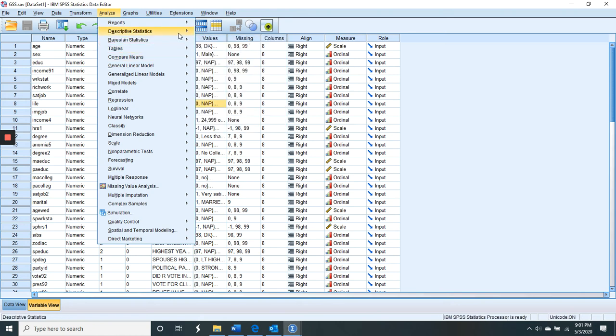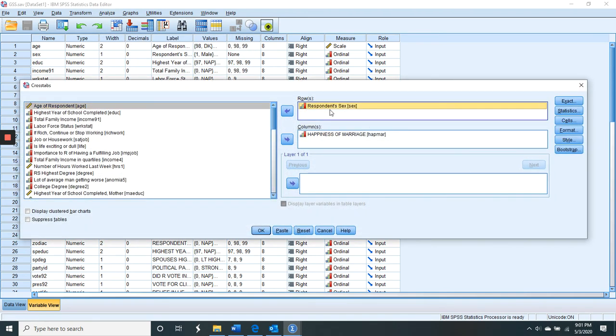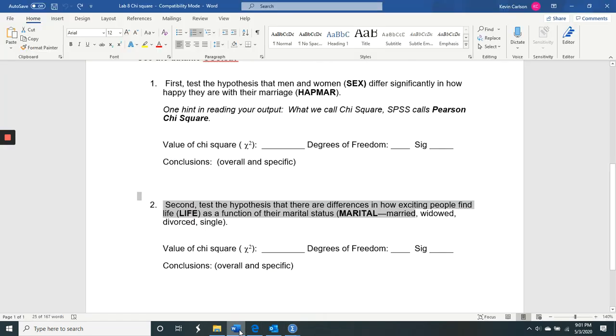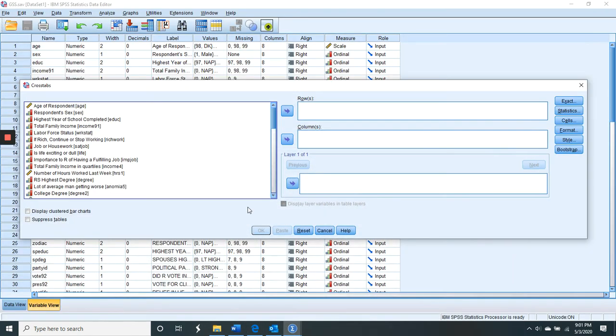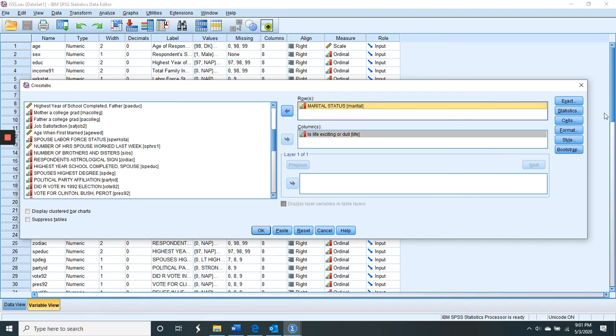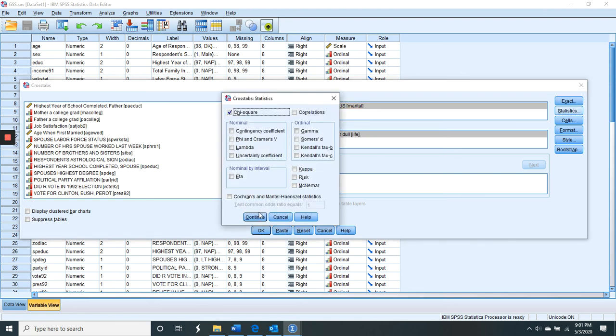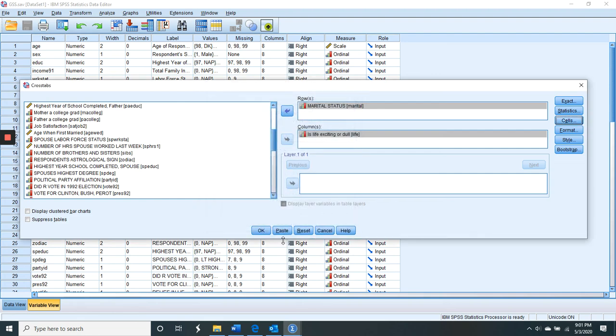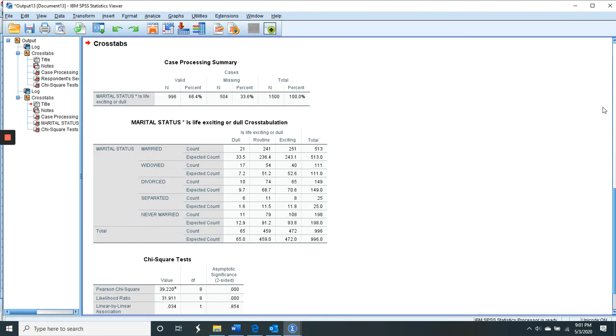Oops, sorry about that. Keep on saying descriptives, crosstabs. Let's click this over, click this over. I want to make sure I get the right variables. So marital status and whether one's happy in life. So there's life. Not just happy, it's about whether you think life is exciting. And here's marital status. Again, I've clicked on the chi-square and I clicked on the expected. And here we go.